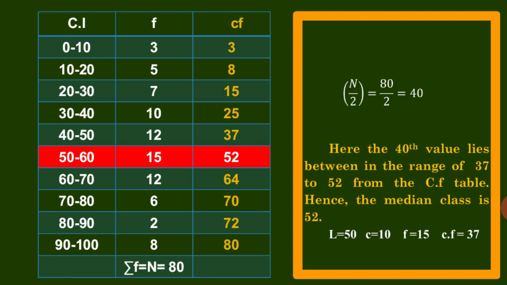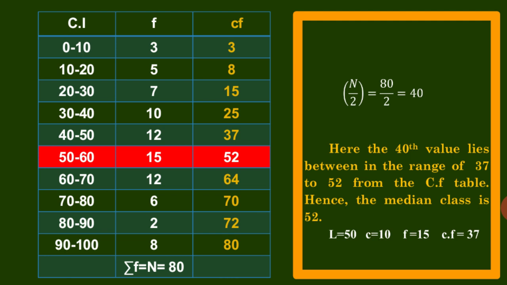Our L value is 50. Next, C. C is the class interval of the median class. So here the difference is 10. Our class interval is 50 to 60, so the difference is 10. Our C value is 10. Next, F. F is the actual frequency value of the median class. In the same row, our frequency value is 15. So the F value is 15.